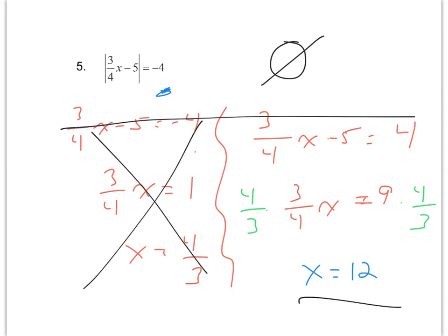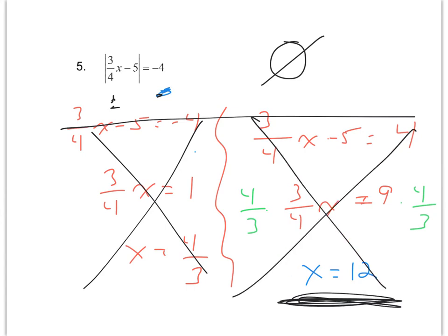On this side, when I solve it, I get x is 12. When I plug 12 back in here, I get 3/4 of 12 is 9. 9 minus 5 is 4. The absolute value of 4 is not negative 4. So again, this side is junk. Neither side is going to work. But if you notice that right away we had an absolute value is equal to a negative, the answer is no solution. And you don't need to do all of that work.